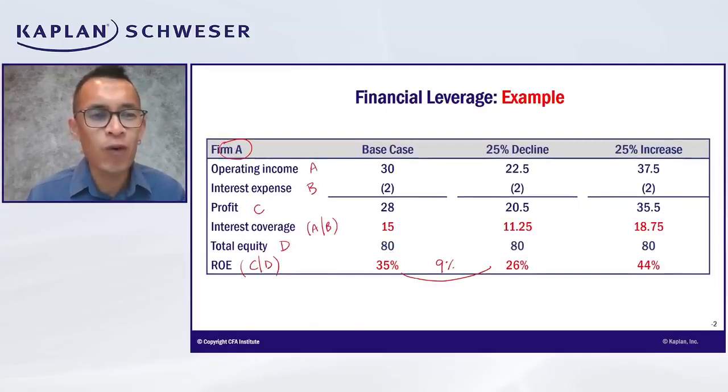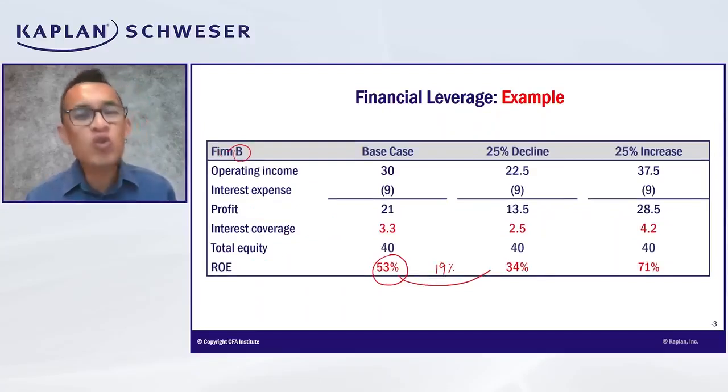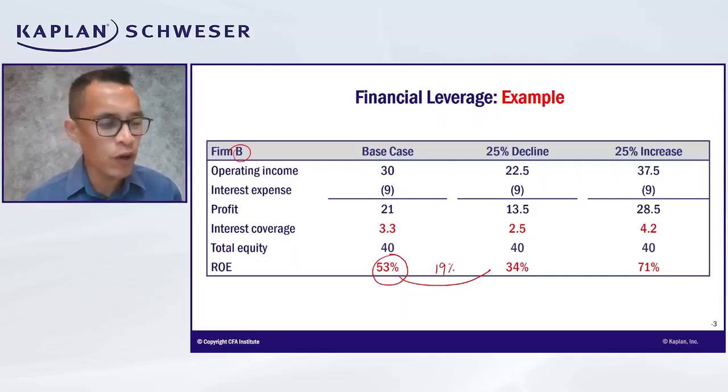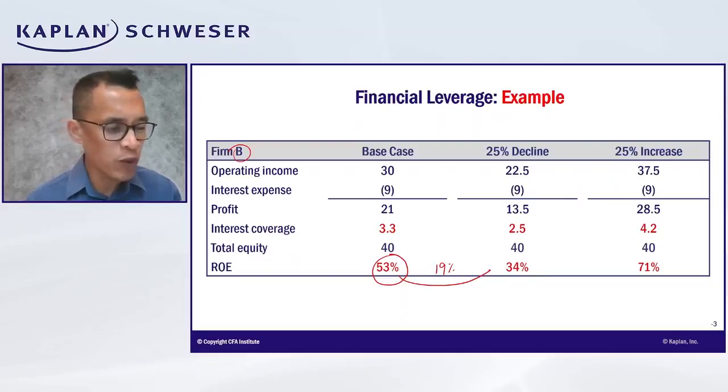higher than for firm A, and it has higher upside as well if operating income actually increases. And so it has a much wider range of outcomes owing to its higher leverage. So as you can see, the range for ROE is wide, between 34% and 71%. For firm A, it is only 26% to 44%.